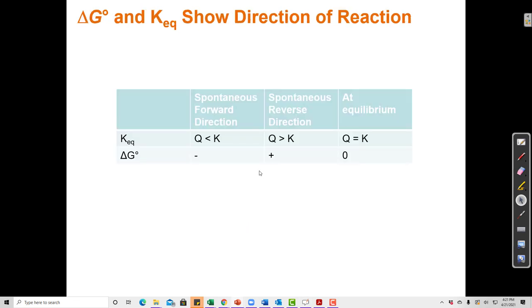So here is kind of a summary. When Q is less than K, the reaction moves forward. That's the same as saying that delta G is negative. When Q is greater than K, the reaction moves backwards, and that's the same as saying that delta G is positive. When Q equals K, the reaction doesn't move at all because we're at equilibrium, and that's the same as saying that the free energy is equal to zero.